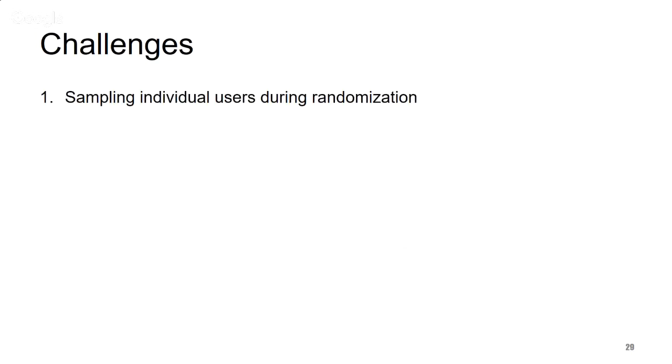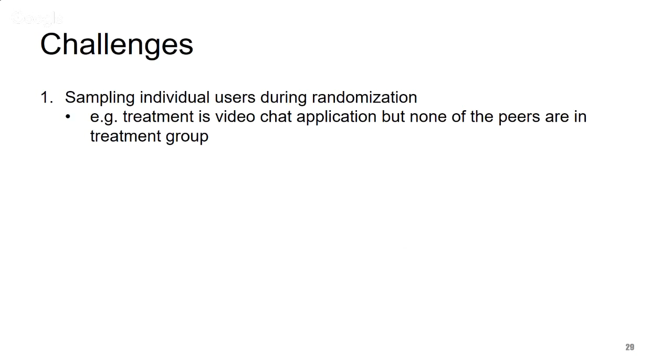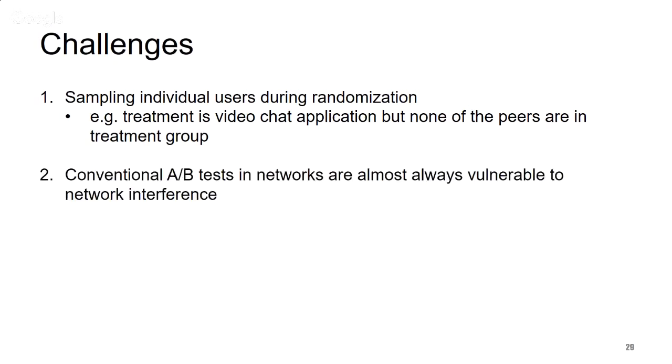But there are multiple challenges to doing this kind of work. How will you sample individual users during randomization? How do you pick users to randomize? Now you can think about a case where you want to implement a video chat application. Facebook introduced video chat a while back. If you have to randomly pick individuals to assign the video chat option, you might end up with a case where a person has been treated with video chat, but none of the person's peers have video chat. Who's the person chatting with? So randomization might be tricky in certain contexts.